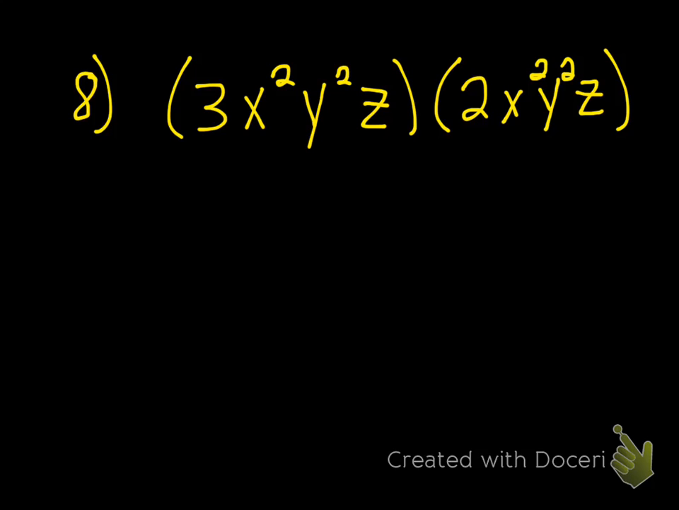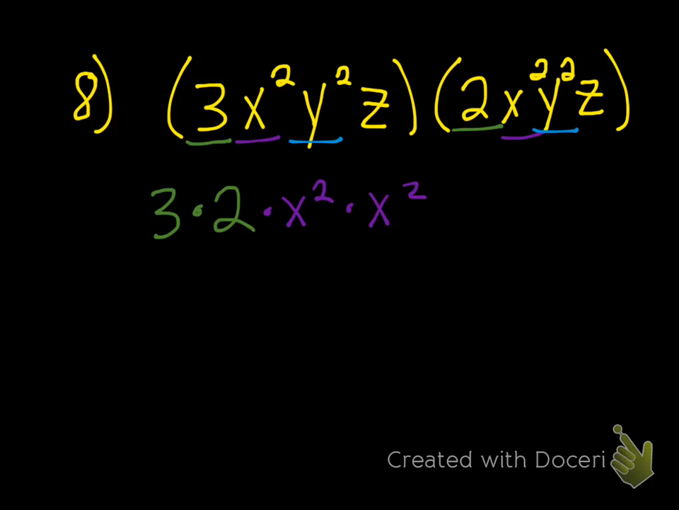Now this one looks kind of crazy, but remember what we're going to do is we're going to go ahead and put the numbers that are the same, like terms, together. All right, so we've got 3 and 2. So we know 3 times 2, and then we're going to do x squared and x squared, so that's times x squared times x squared. Then let's do y squared and y squared. All right, and then we are left with z and z, so that's z times z.